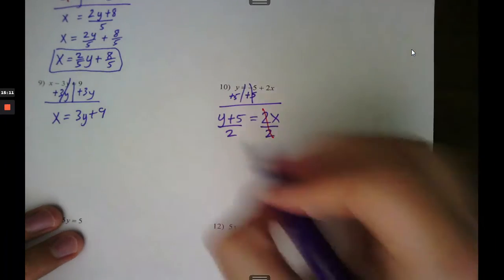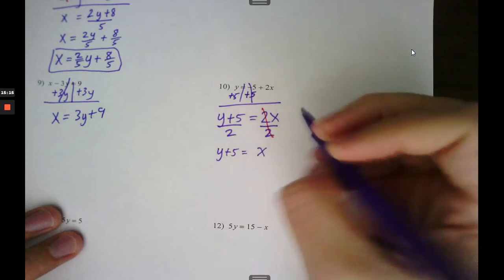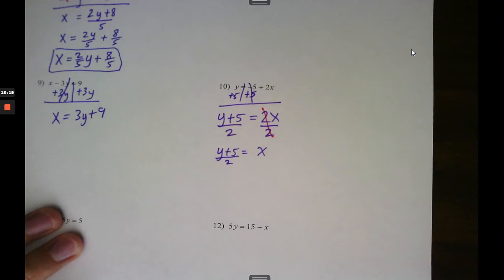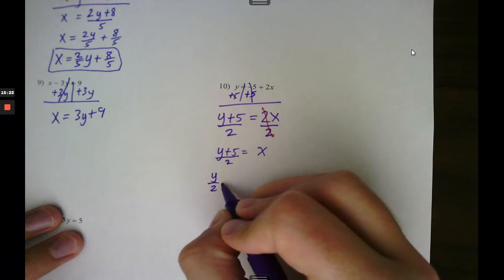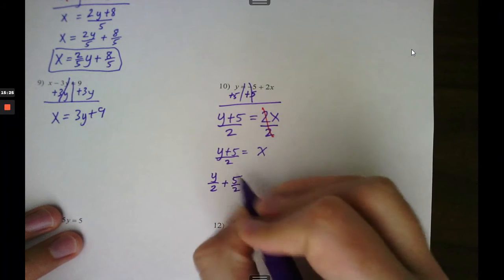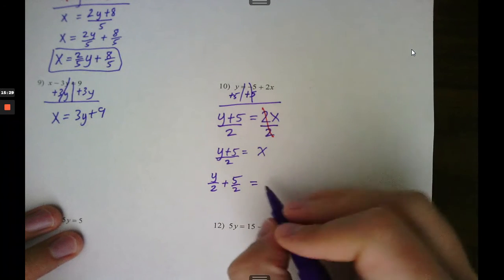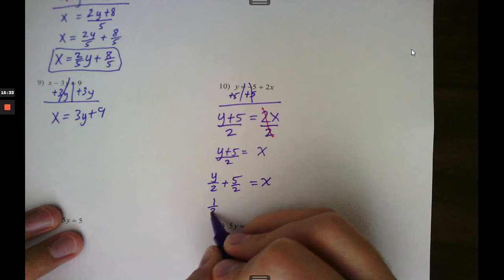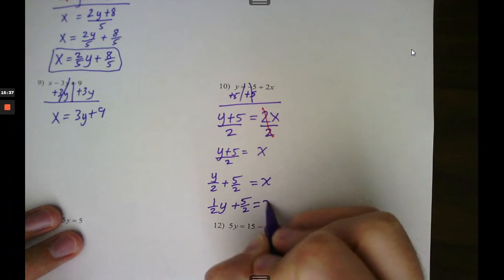Okay? So, y plus 5 divided by 2 equals x. Now, again, we can clean this up. We can do y over 2 plus 5 over 2. You can divide that 2 into both parts, both terms. And then that's an understood 1. We could rewrite this as 1/2 y plus 5 over 2 equals x.